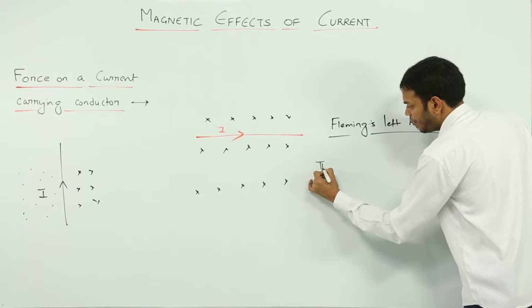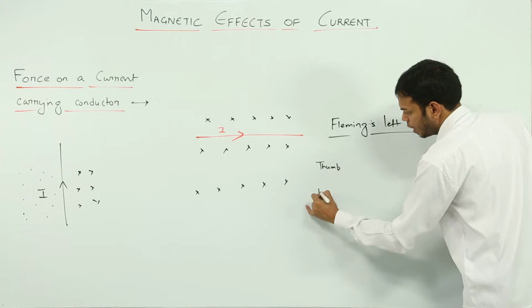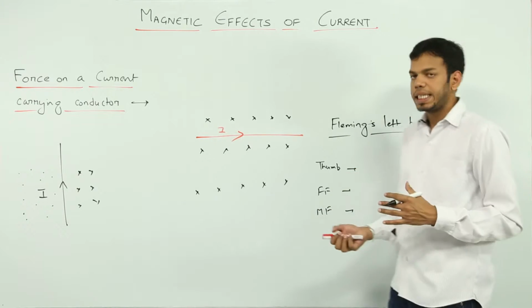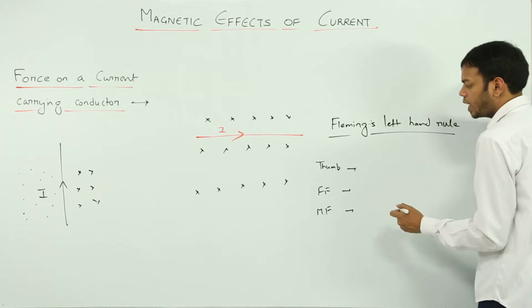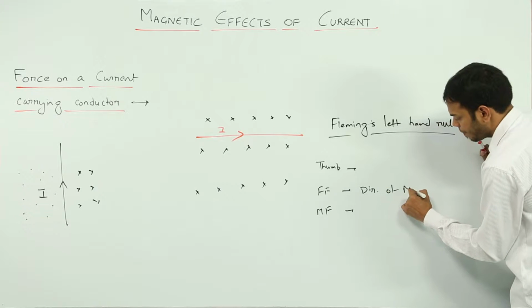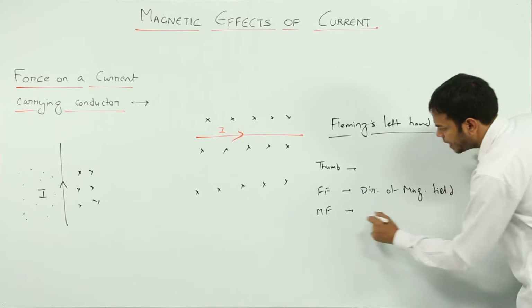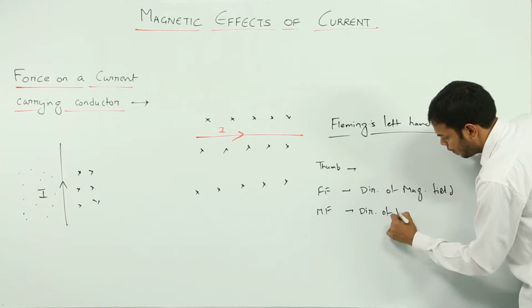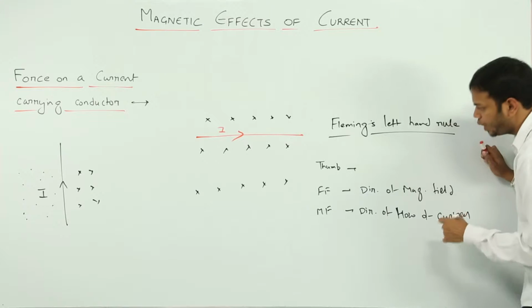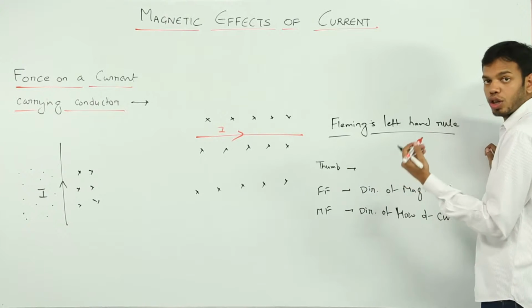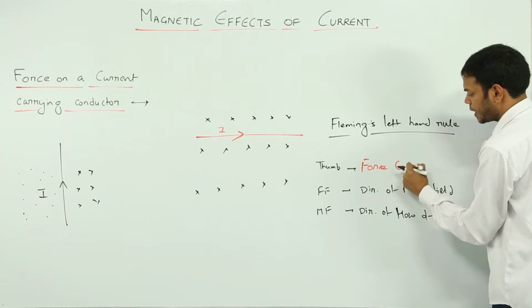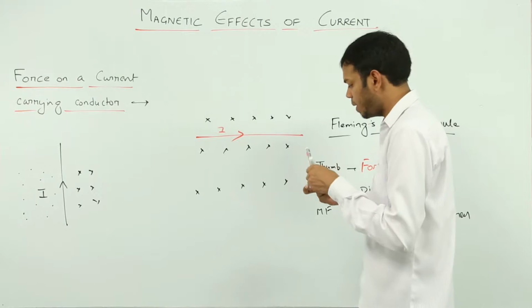So we have the thumb, the first finger and the middle finger, right? We have to place these three fingers in mutually perpendicular directions such that the first finger is in the direction of the magnetic field and the middle finger is in the direction of flow of current. When you place these two, you will automatically get the direction of force experienced, which will be given by the thumb. Okay, so let's see it in this example.